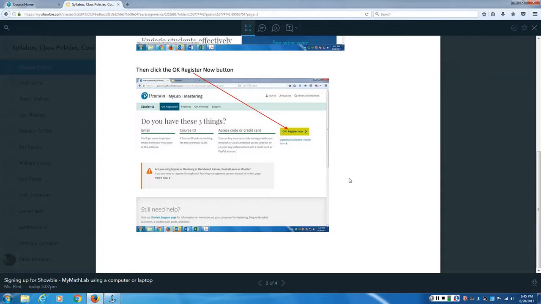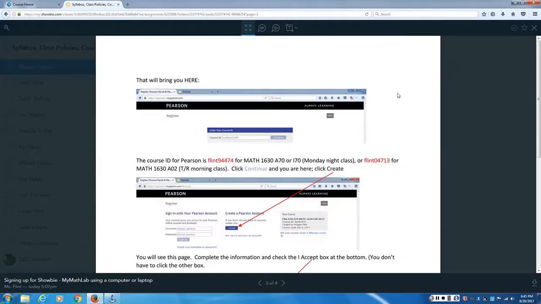When you click Register Now, it brings you here. And it says, enter your course ID. Your course ID for this class is my last name, Flint, 94474.